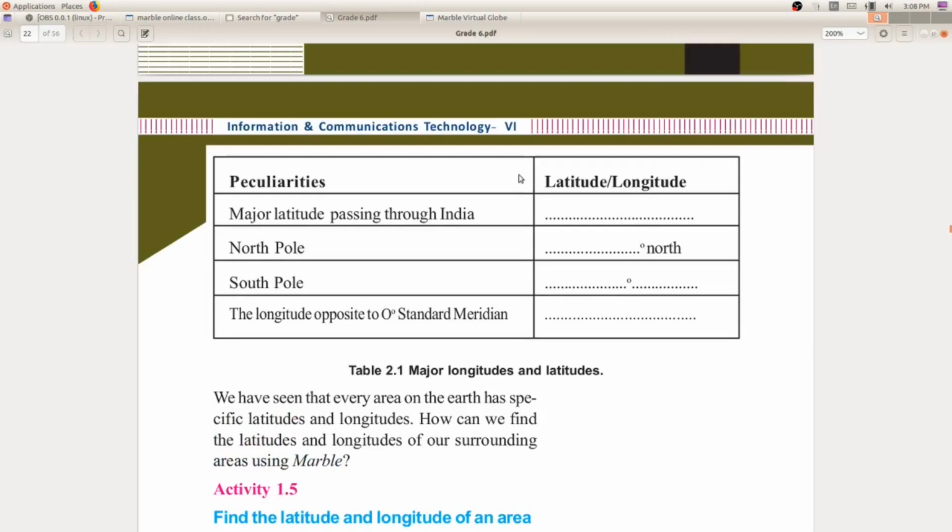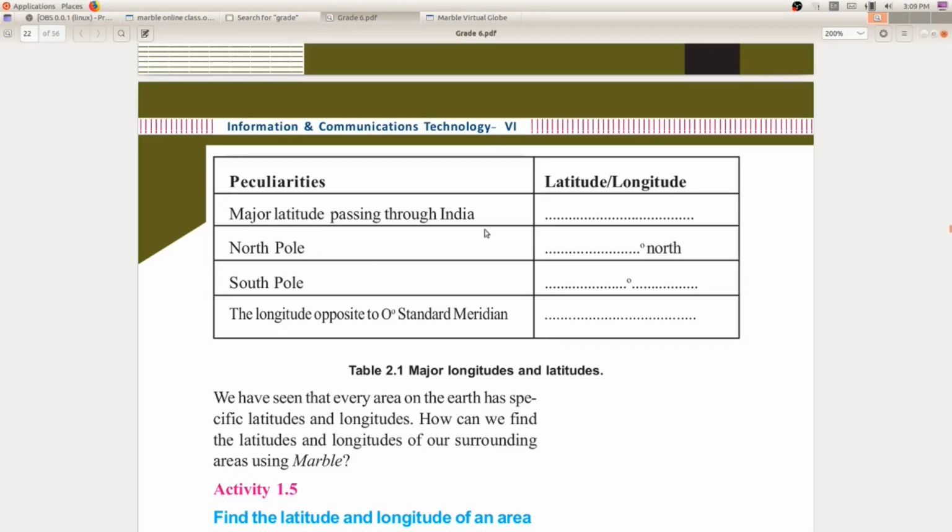a table like this. You have to fill out these tables. We have just discussed these points. So what is the first question? Major latitude passing through India. I have told you just now. Which is a major latitude? Yes, you write down here Tropic of Cancer. All of you write down, take your textbook, page number 22. Major latitude passing through India? Yes, Tropic of Cancer.